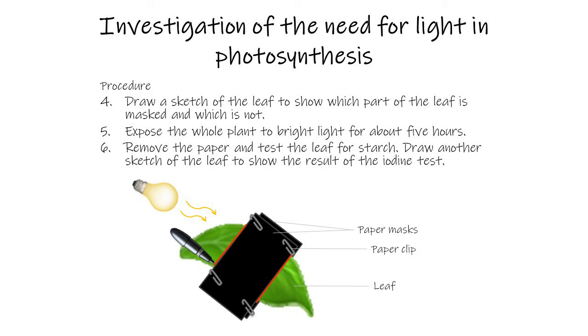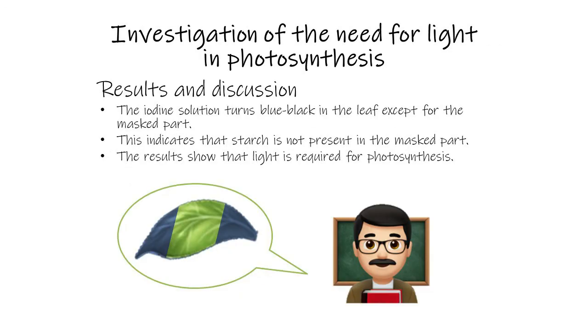Afterwards, remove the paper and test the leaf for starch. Draw another sketch of the leaf to show the result of the iodine test. The iodine solution turns blue-black in the leaf except for the masked part. This indicates that starch is not present in the masked part. The results show that light is required for photosynthesis.